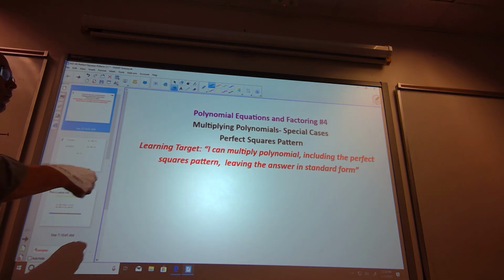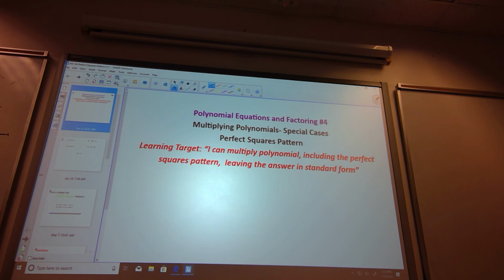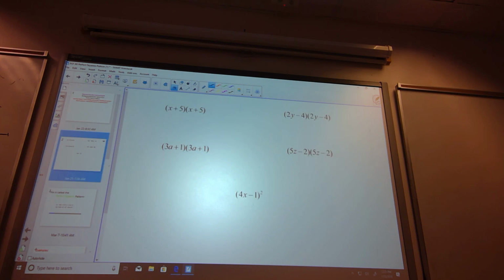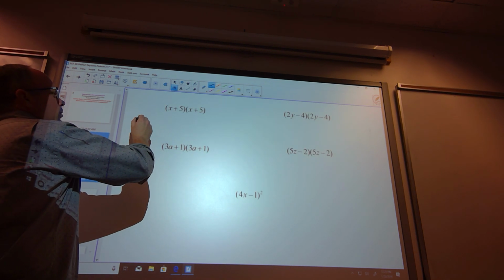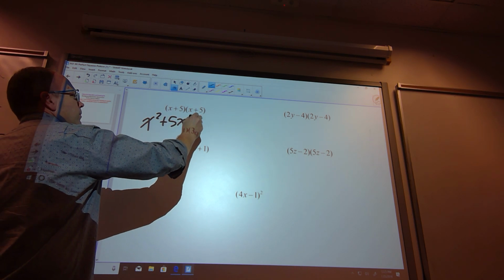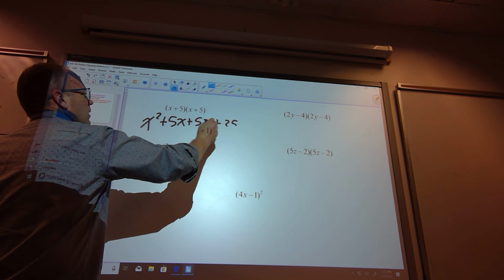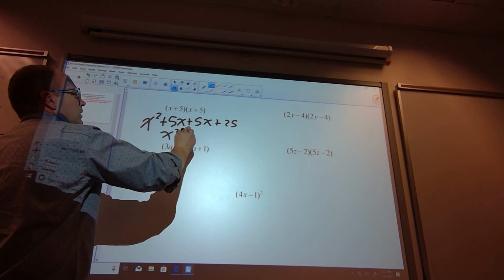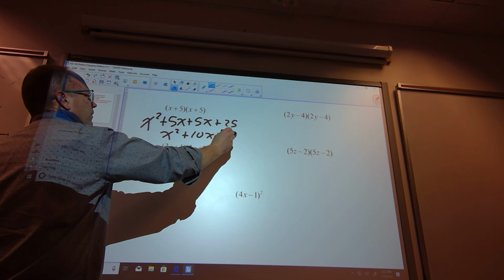Okay, so yesterday we were multiplying the exact same binomial together that had one side different. We found that everything in the middle fell apart, right? So everything's the same. So look at this. This is going to be this. If I multiply it out, which is x squared plus 10x plus 25.